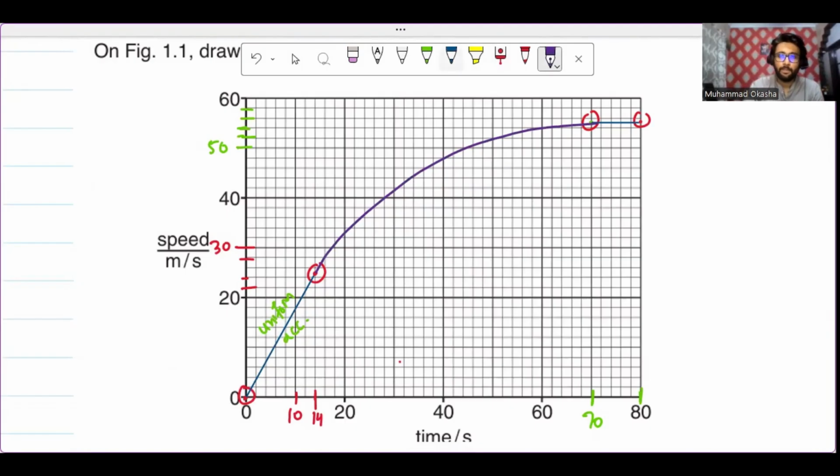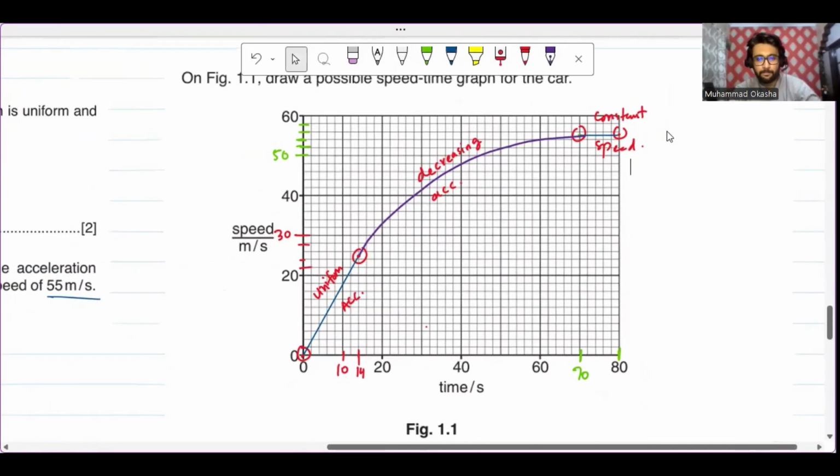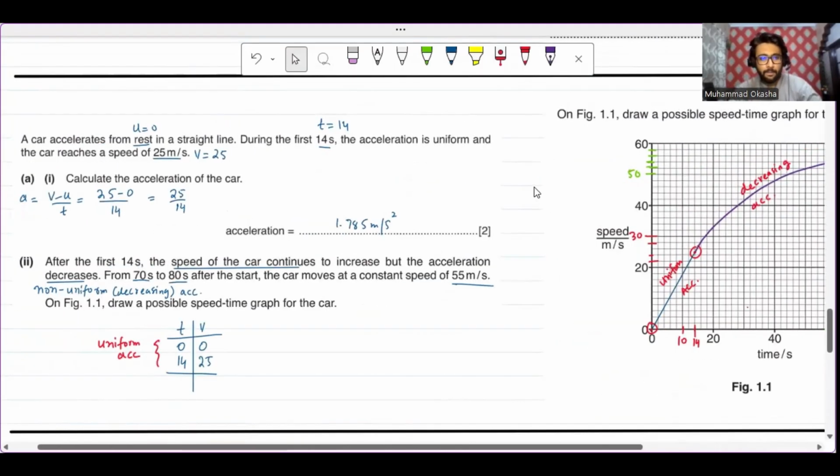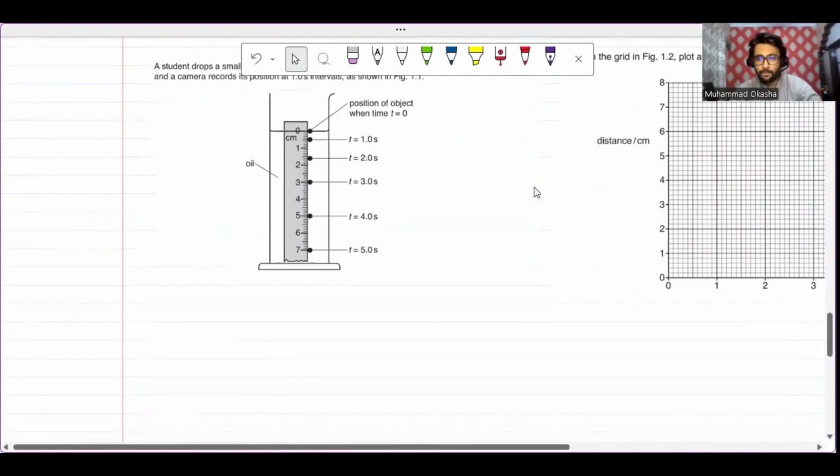Okay, I should write it with a better color. This is uniform acceleration. This is decreasing acceleration, and this is constant speed. So that's how you would draw the graph from the description. Okay, I hope it makes sense. You will score 2 marks for this drawing. Last question, on to the last question.